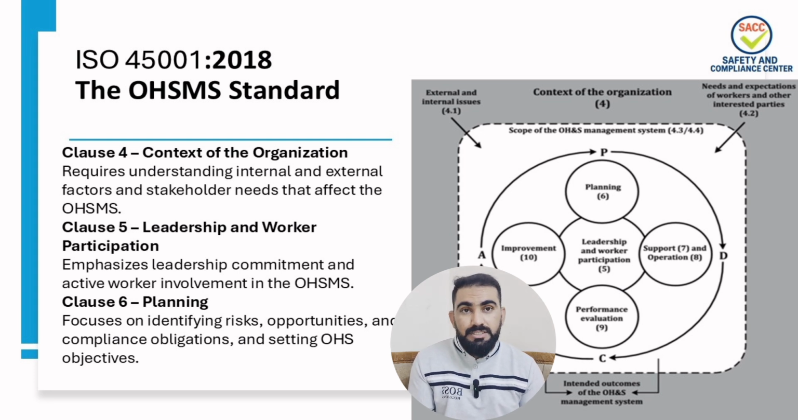Clause number 6 discusses planning. This clause deals with the identification of hazards, assessment of the occupational health and safety risks at the workplace, and the opportunities for improvement, as well as the compliance obligations with the legal requirements. It also includes setting measurable objectives and planning how to achieve those objectives. The goal is to be proactive, not just reactive, in managing health and safety at this level of the management system based on ISO 45001.